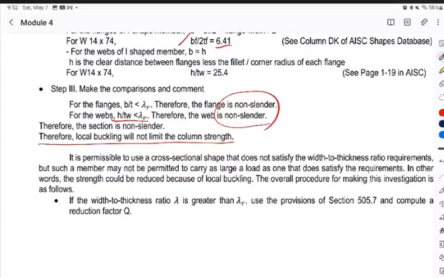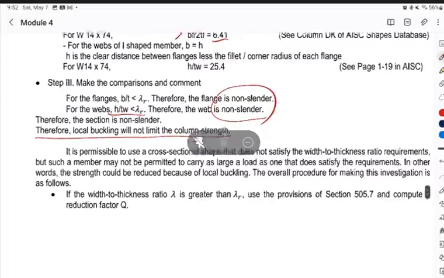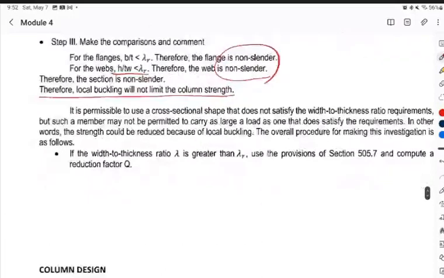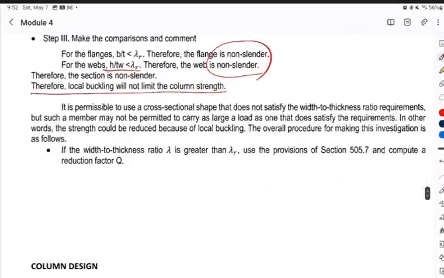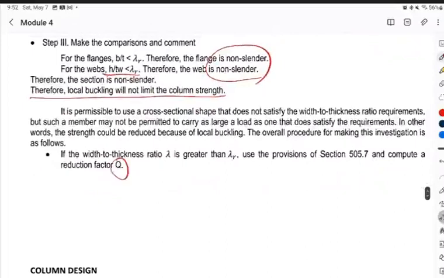The overall procedure for making this investigation is as follows. With the width to thickness ratio lambda greater than lambda r, okay, we use the provisions of section 505.7 in our NSCP and compute for a reduction factor Q. Okay? So yun, pwede daw yun. But we introduce a reduction factor Q. And we can read in section 505.7 on how we determine that. Alright.